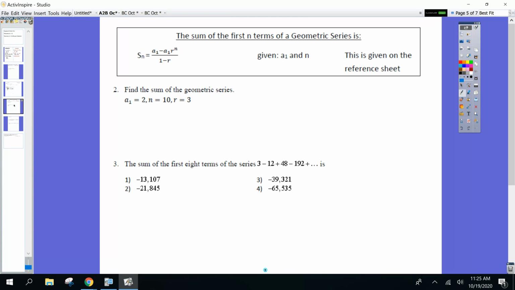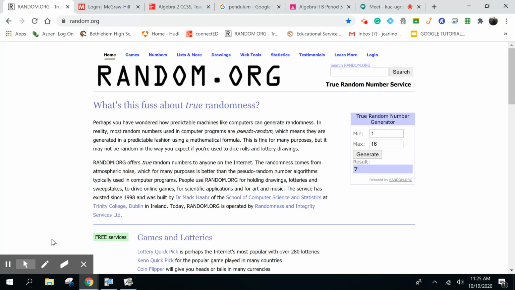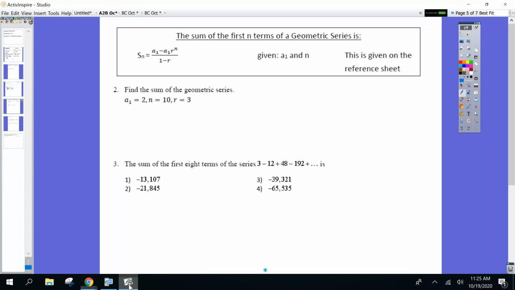Okay, find the sum of the geometric series. A1 is 2, what's that telling me? I'm just going to ask you guys, you don't need to yell anything out. Here we go. Nick, how we doing at home? I'm doing good. Good man. What's A1 equals 2 telling me? The first term is equal to 2.